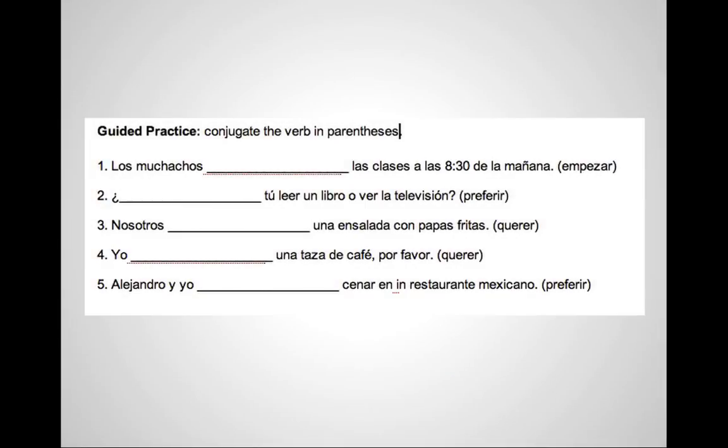So now that you know how stem changing verbs work, take a few minutes to try to conjugate these verbs in parentheses. Remember your steps. Step 1, change the end. Step 2, change the E closest to the end. Step 3, don't change the stem at all if it's in the nosotros form. Good luck, and we will check your answers tomorrow.